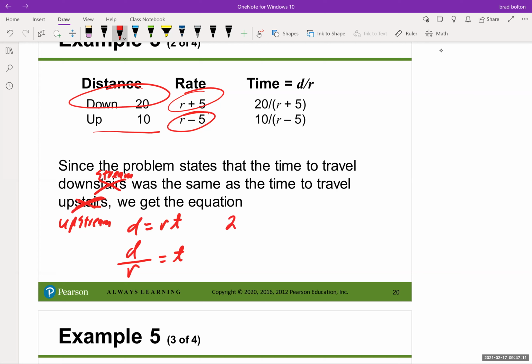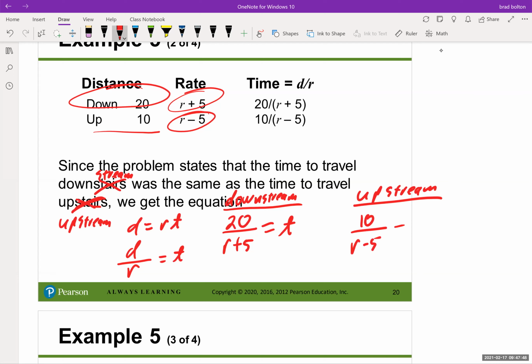So for the first one, we know that it's 20 divided by R plus 5. Remember, this is just me saying distance over rate, okay? And not just the rate of the boat, but the rate of the boat plus the current, okay? Now this we know equals some time, okay? And then this is our upstream. I'm sorry, downstream. Sorry about that. This is downstream, right? Now let's do upstream. We know that that's going to be 10 divided by R minus 5. And that will also equal T because they both equal the same amount of time.